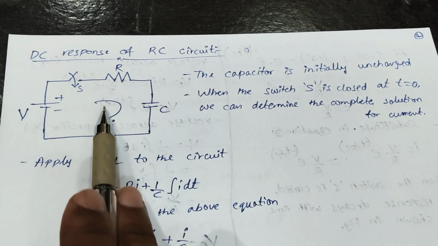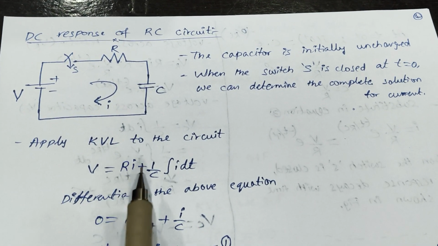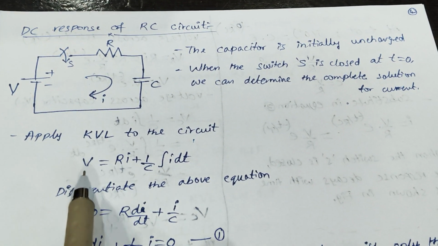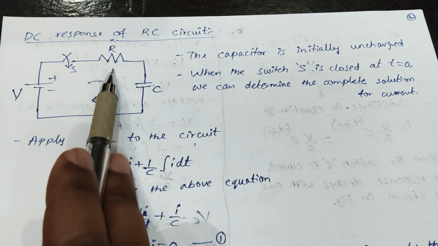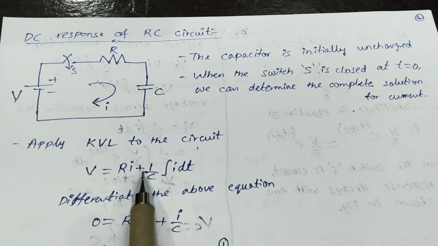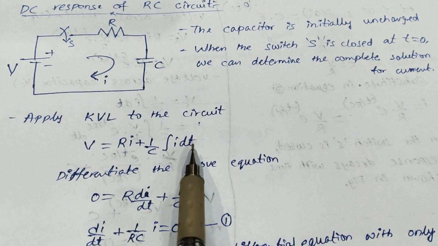We can determine the complete solution of the current. As a first step, we need to apply the KVL to this circuit. If you apply KVL to this circuit, the source voltage is equal to the voltage across resistance plus voltage across capacitance. V is equal to R into I plus, voltage across capacitance is nothing but 1 by C integral I into dt.